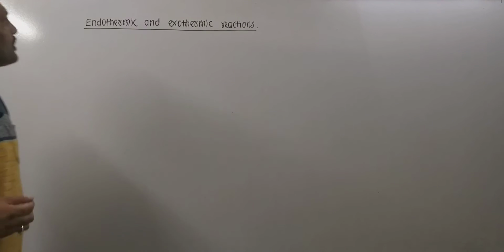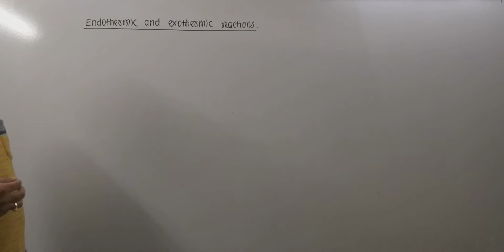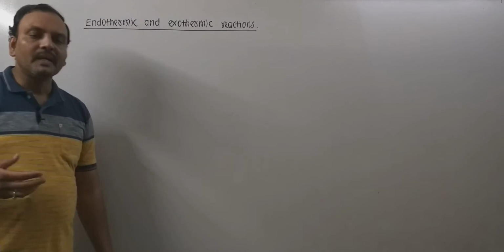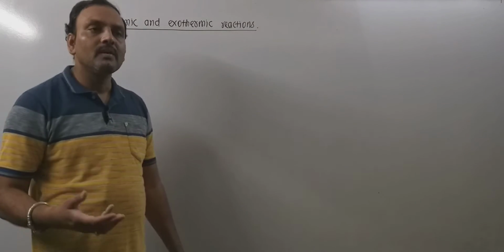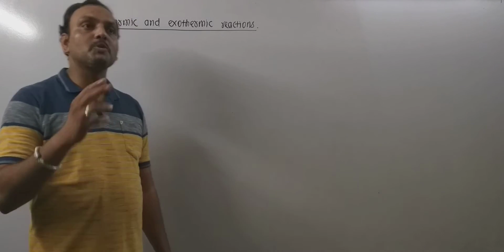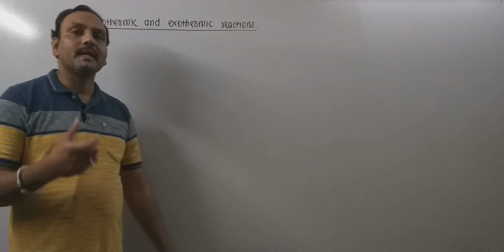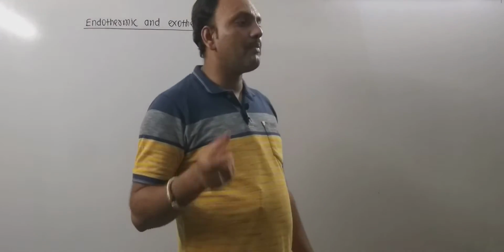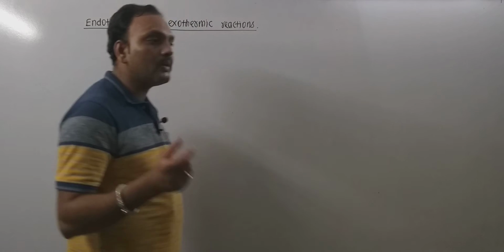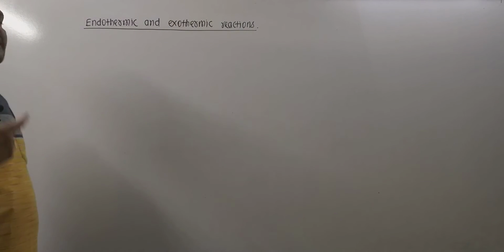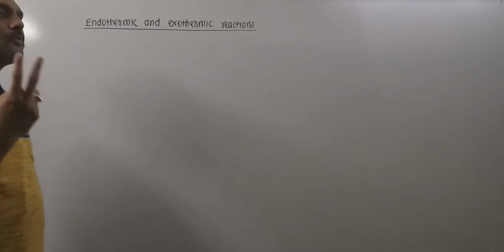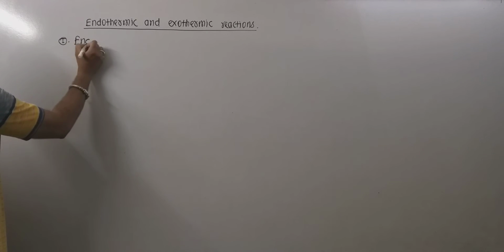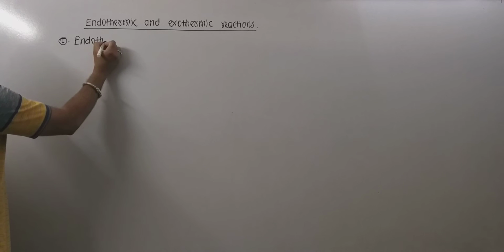Everyone. Today we are going to discuss endothermic and exothermic reactions. So during the course of a reaction, heat may get released or heat may get absorbed depending upon the type of reaction. So on the basis of whether heat is given out or absorbed during the course of reaction, reactions can be categorized into two types. So the very first type is endothermic reactions.